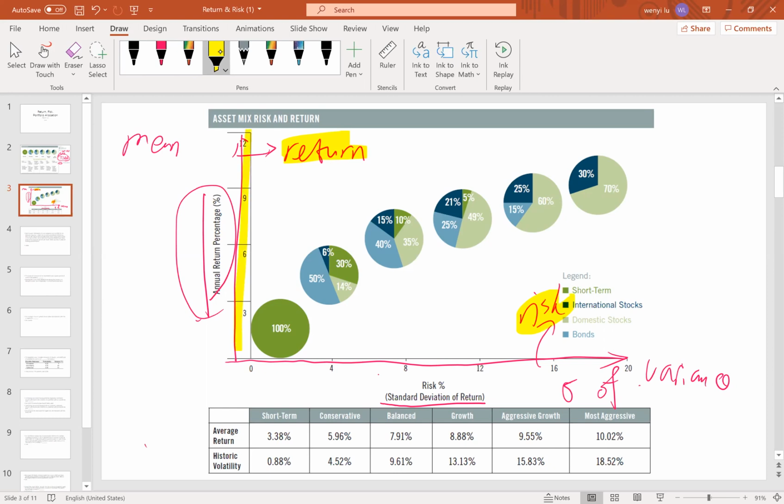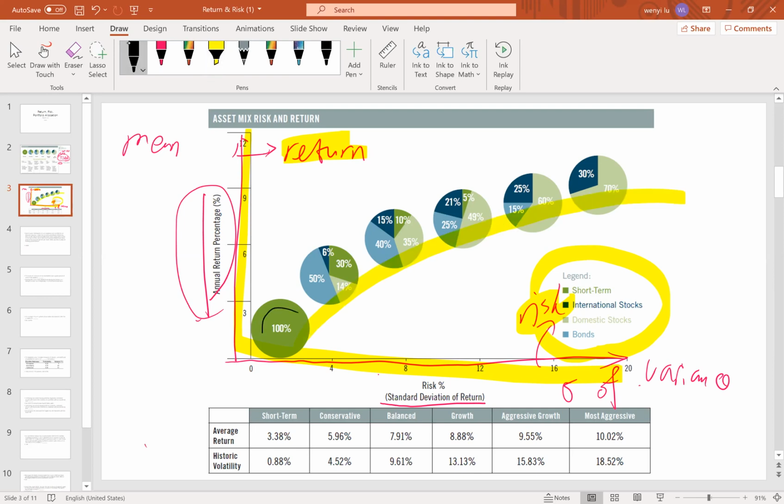So based on this return and risk analysis, we can place our different investment instruments on this curve. You can see here, this one is 100% in short-term notes, short-term loans, or short-term credits. For example, cash also belongs to short-term investment. So this one is low risk, also low return. That's why this dot is placed in this place.